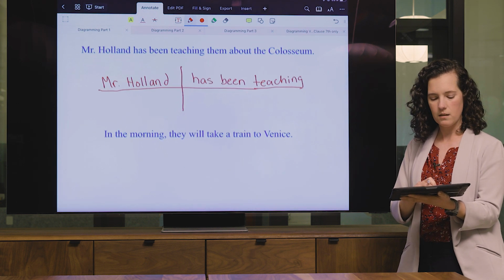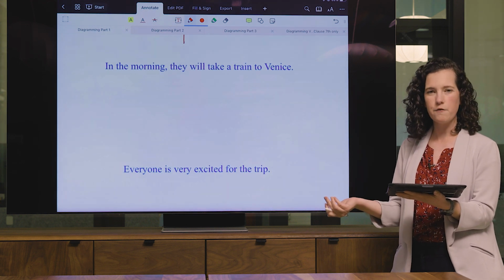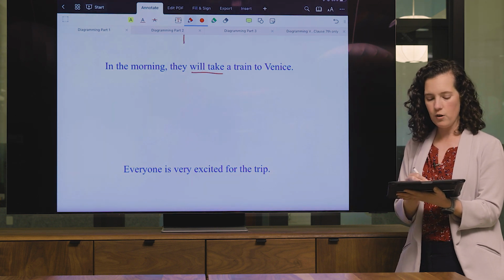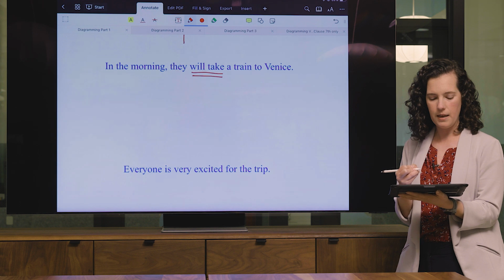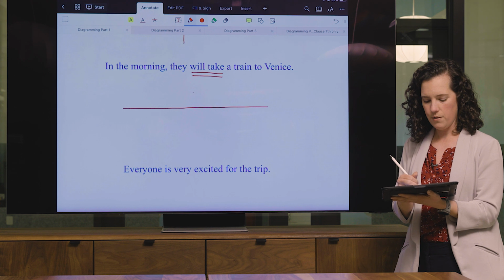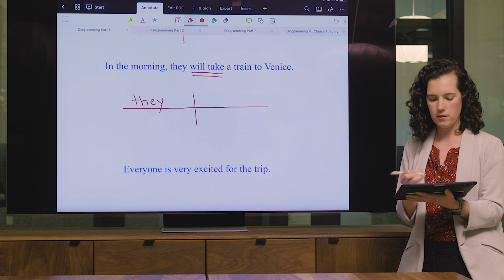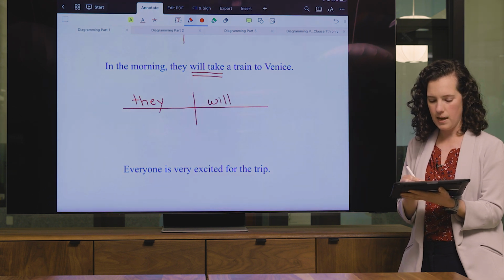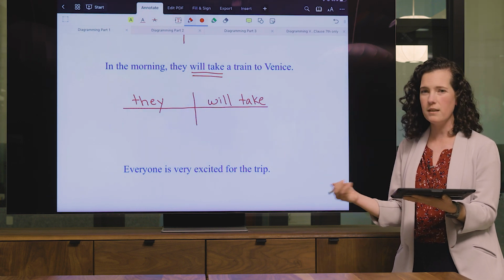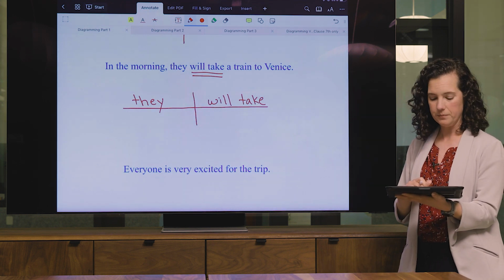In this next sentence, which says, in the morning, they will take a train to Venice. Again, we find that verb, take, and in this case it has the helping verb will. And we determine who will take a train to Venice. In this case, our subject is they. So again, we have that horizontal line with a vertical line that divides them. We place the subject they on the left and the simple predicate will take on the right. But again, we do not include the word like train. Train is not a verb. It is a noun. It's a thing. So we would not include that in our simple predicate.